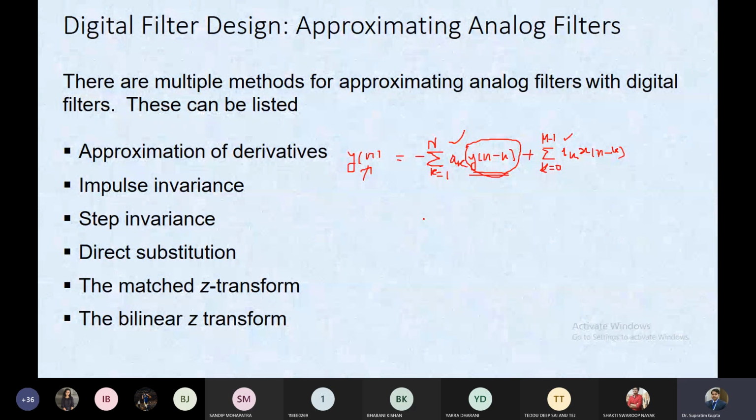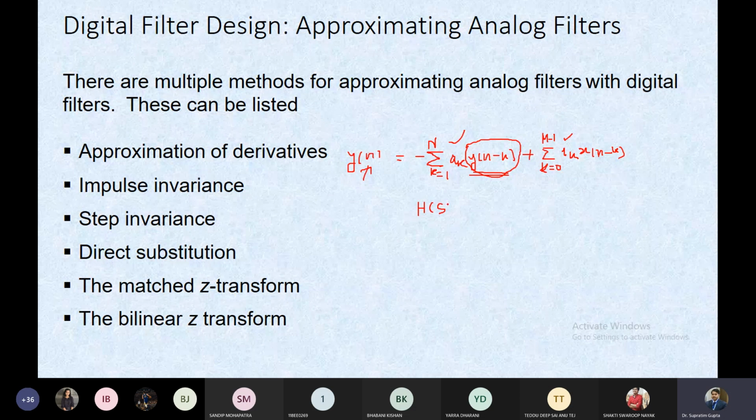Then for designing this one, we get the analog filter transfer function, which is generally expressed in the Laplace domain as H(s). So H(s) is known to us, and from there we'll try to derive H(z). If that ROC is covering the unit circle, then the frequency response will exist, and then we can find the H(omega), right?